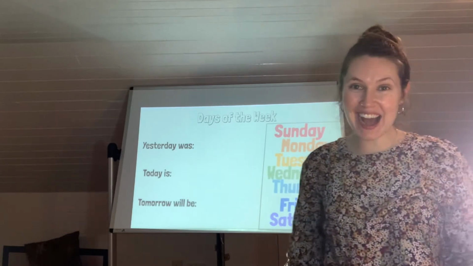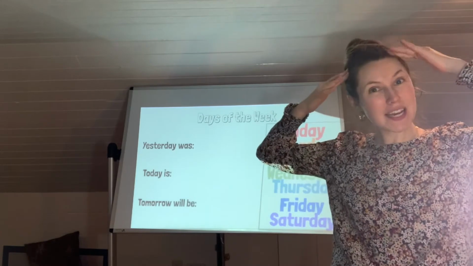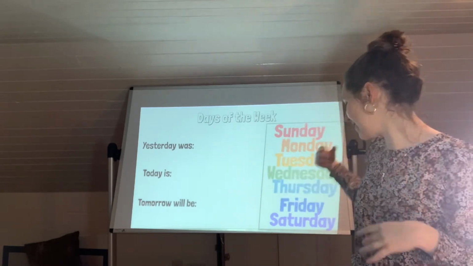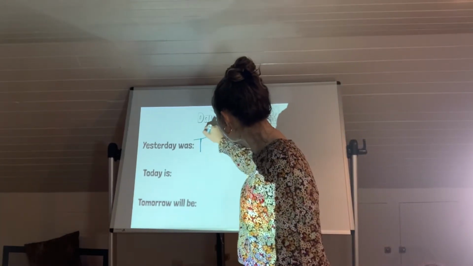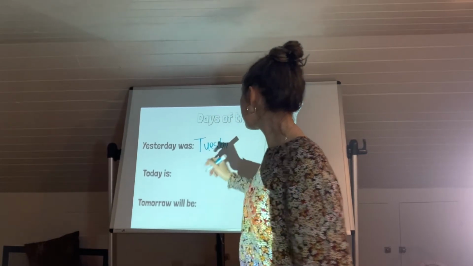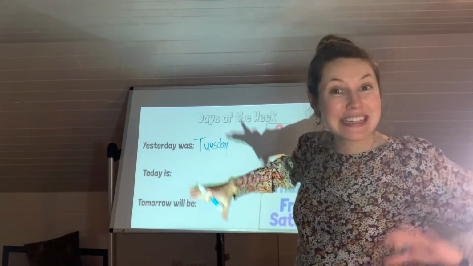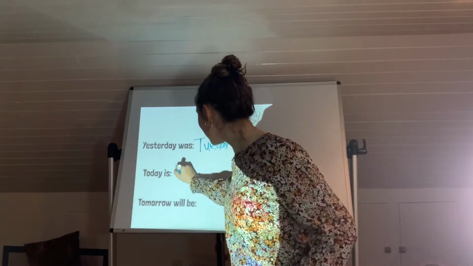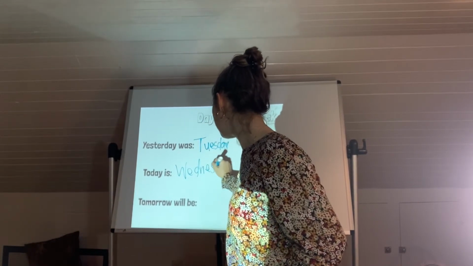Okay, so now we know that we are right in the middle of our week. We started with Monday. Yesterday was Tuesday, so we're going to write that one down. Yesterday was Tuesday. Now, if yesterday was Tuesday, the letter T word, that means today is Wednesday. Very good. Today is Wednesday. You can go ahead and circle that on your mat.